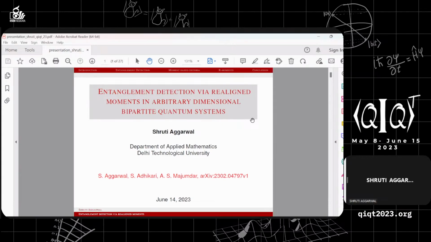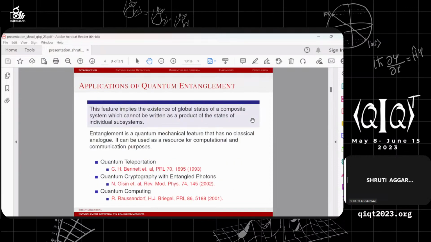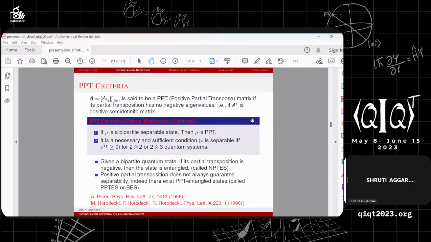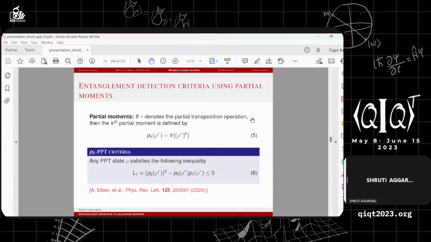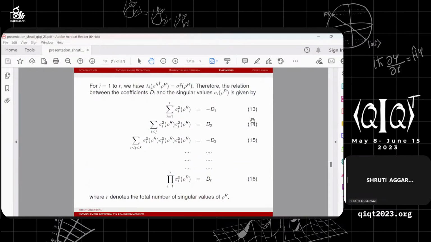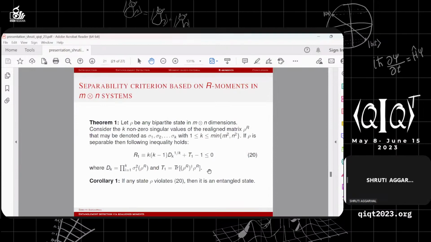So for Bell states also, this criteria is applicable to any bipartite state. If it is, let's say, a 2 qubit state, first we have to calculate these moments T1, T2, T3. So let me just show the inequality. So this is the inequality. For this we need the moments T1, T2, T3, and T4, and apply them in the inequality. If the inequality is violated, then we say that the state is entangled.